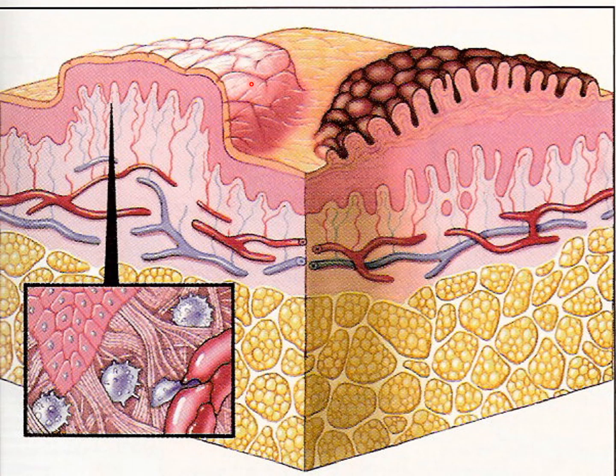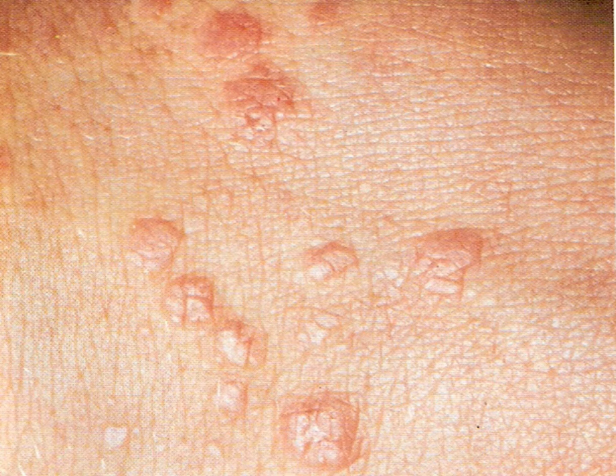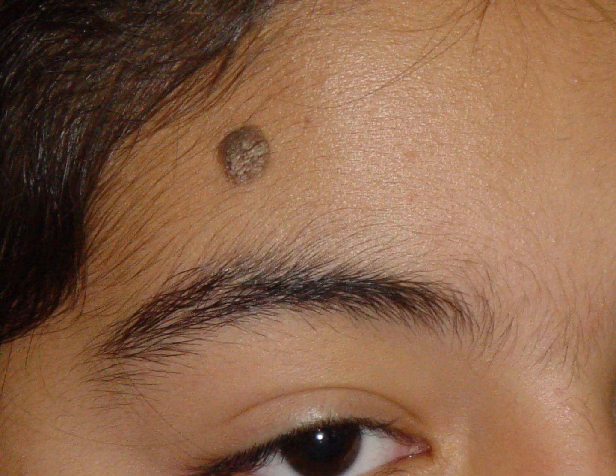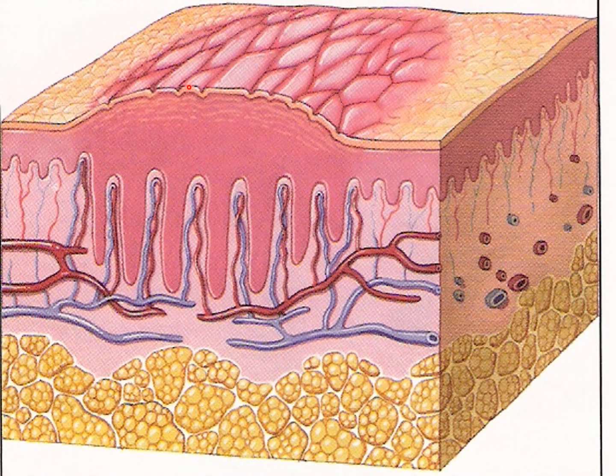Here on this picture, we can see the papula. Papula arises a little from the skin surface. Why? Because it appears from between the epidermis and derm. The deeper the element, the bigger the element. This is papula. And plaque is a solid plateau-like elevation with a diameter of 2 cm or larger. It is formed by extension or confluence of papules or nodules. This is plaque. The plaque diameter is more than 1 cm. This is plaque psoriasis.